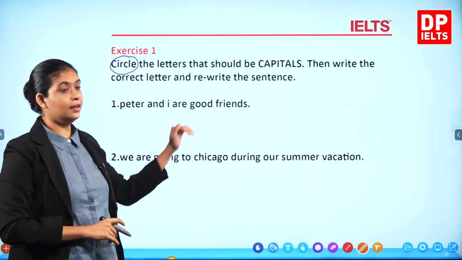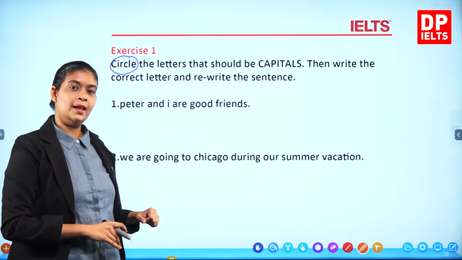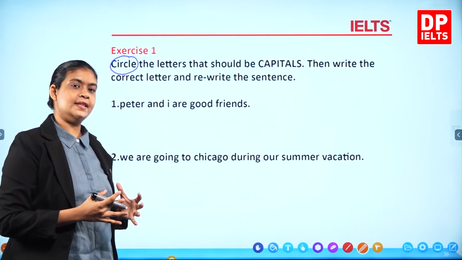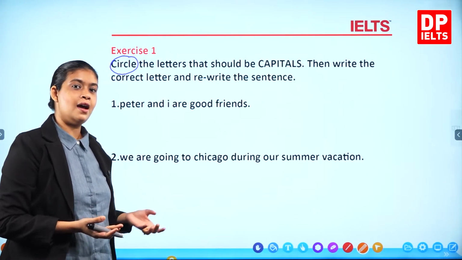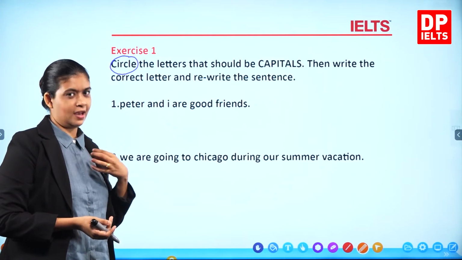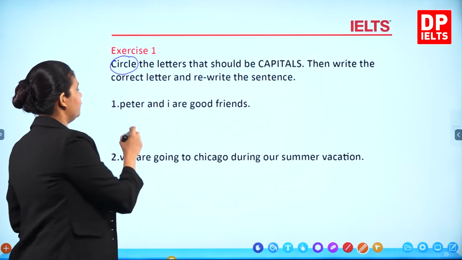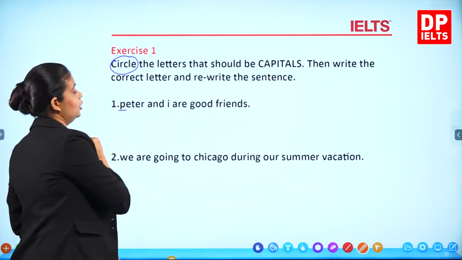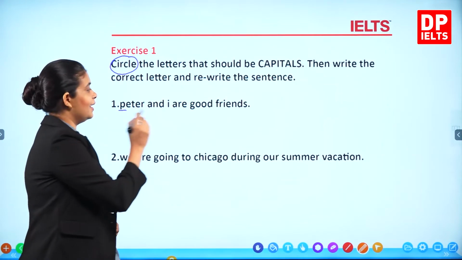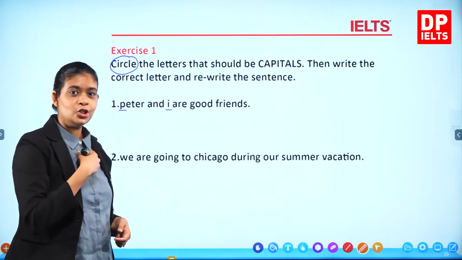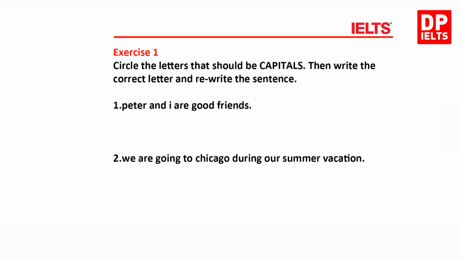Peter and I are good friends. Peter is a name of a person. I is myself. Therefore, P should be capital and I should be capital.